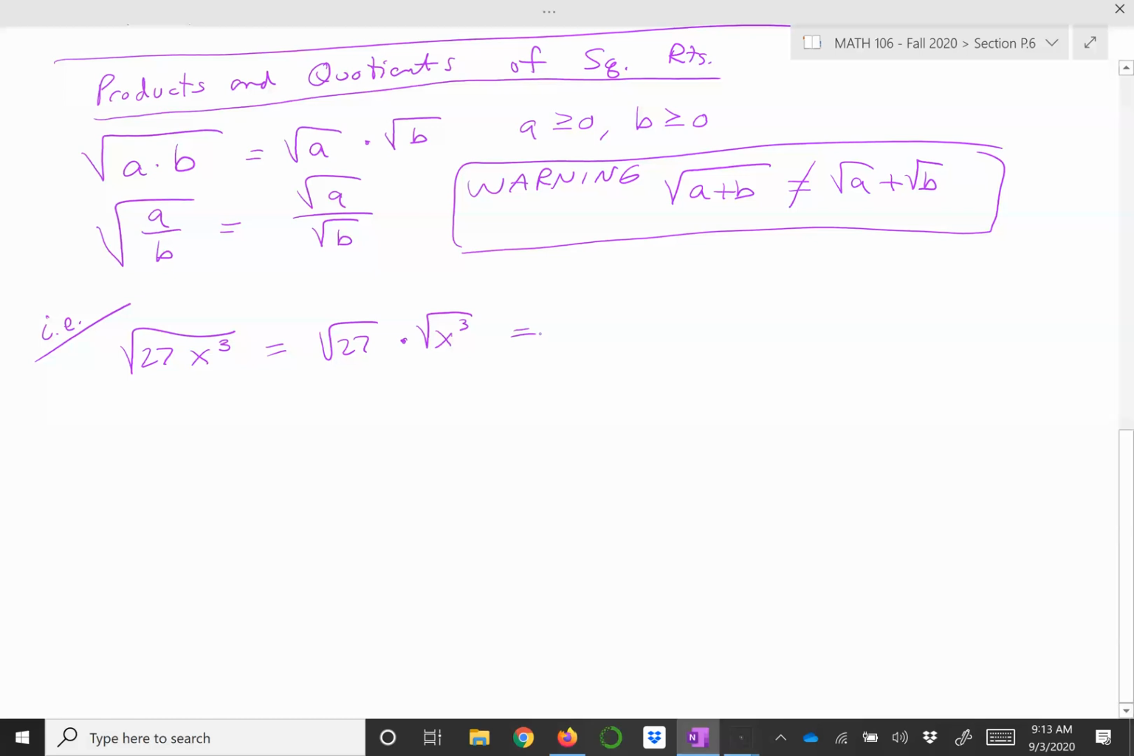Okay, so I'm going to change the square root of 27 to look like this. The square root of 9 times the square root of 3. And I'm just using the rules I just gave you. Okay? So I broke that radical up. Now, I'm going to do the same thing with the x cubed. How could I break up that x cubed so that I can actually take the square root of something?